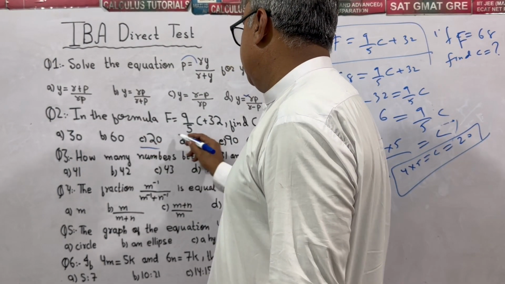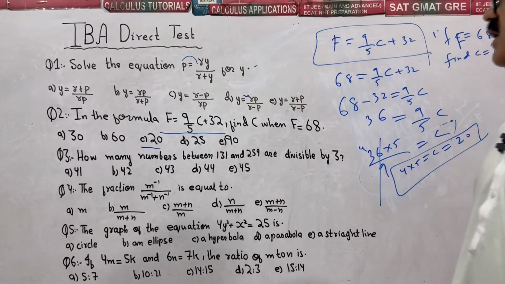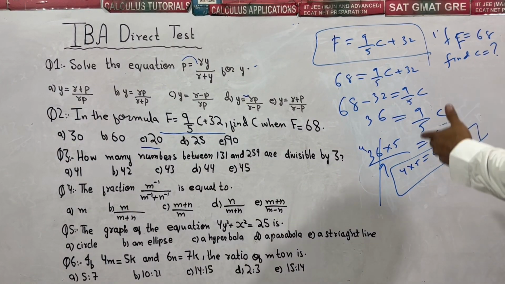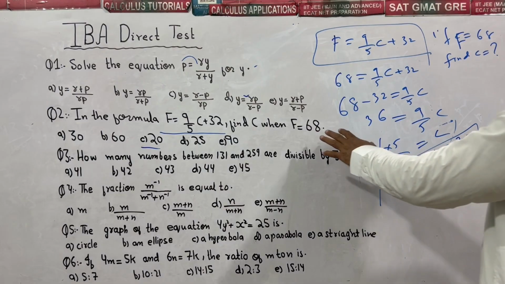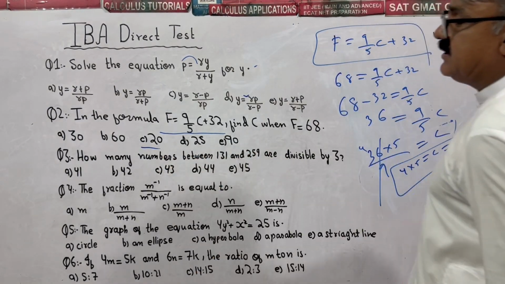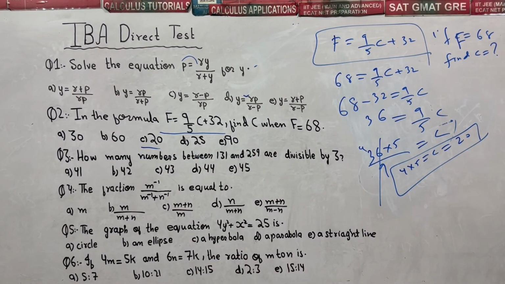20 is the right option. It's a famous formula for conversion from Fahrenheit to centigrade. We have given 68 Fahrenheit, which is equivalent to 20 degree centigrade.